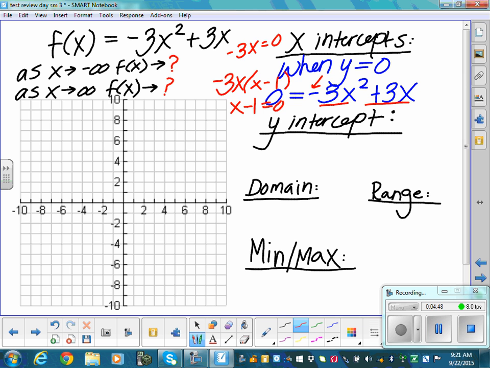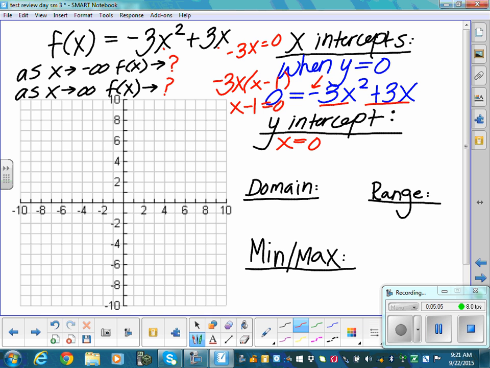Now, y-intercept is when x is equal to 0. It's the opposite of what you think, so you'll just plug in 0 for x. So look, anytime you're asked for a y-intercept, plug in a 0 for x. So we plugged in 0 right there and right there into our function. What do we get as an answer?